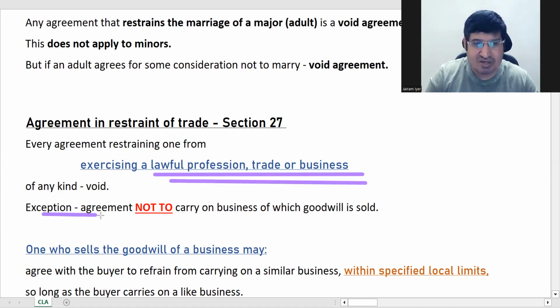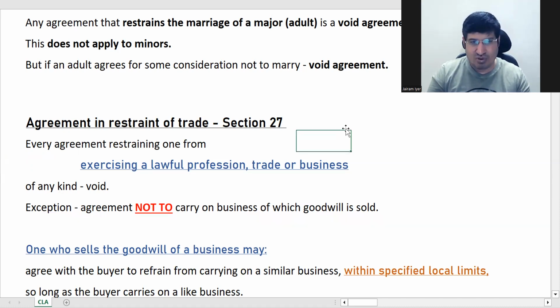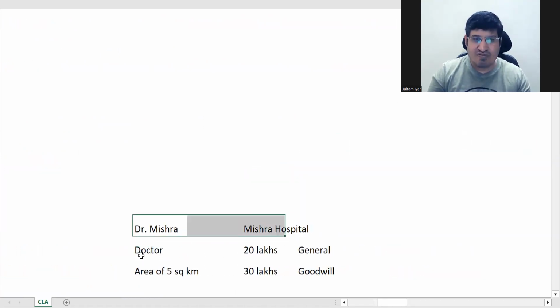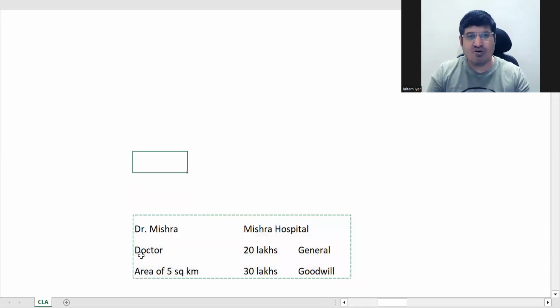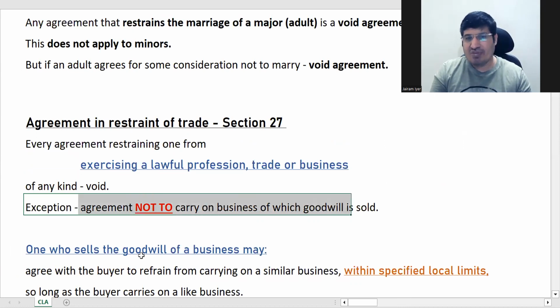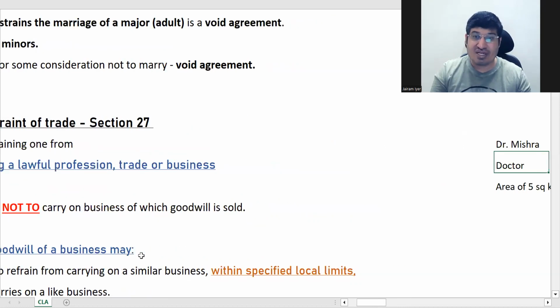There is one exception to this: an agreement not to carry on a business of which goodwill is sold. I had given one example, I think not in this class. I said that an agreement in restraint of trade is void. But an agreement not to carry on business of which you have sold your goodwill is not void. You can restrain him.